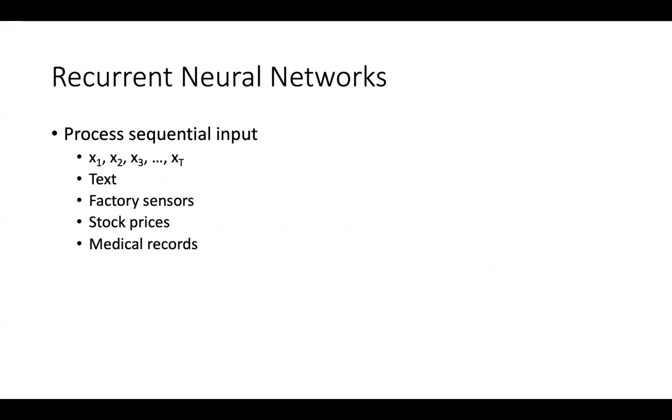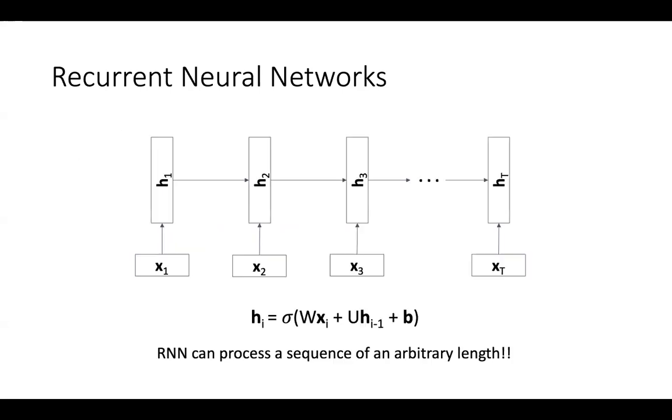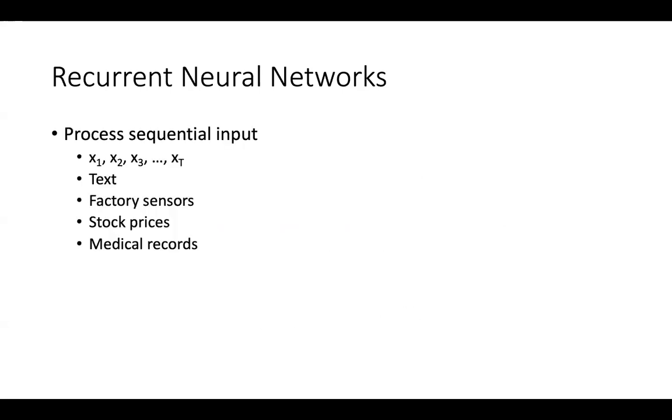This is a bit of a preliminary introduction to the RNN, but I'm just going to go through it as a reminder, in case anyone is blurry on the details. The RNN is a sequence encoder. It is developed to process sequential inputs. Anything that has a sequence, like text, where a single sentence is a sequence of words. Factory sensors would generate sensor values every second or minute or hour, so that would form a sequence.